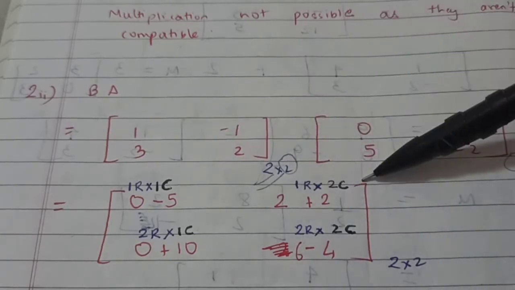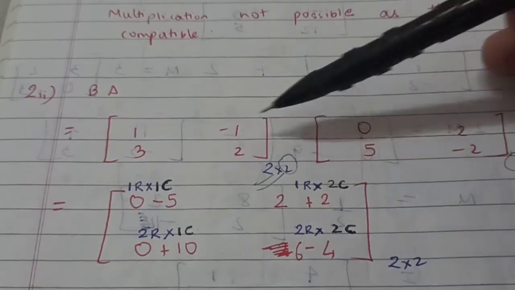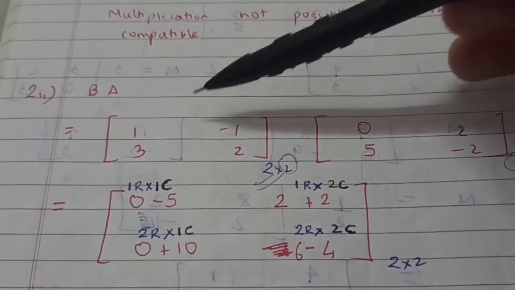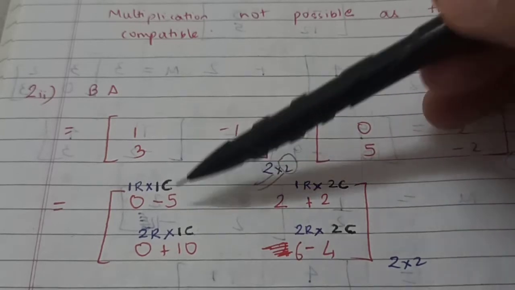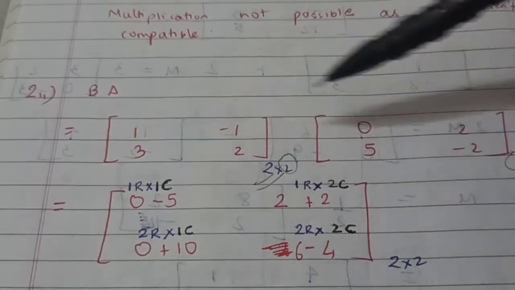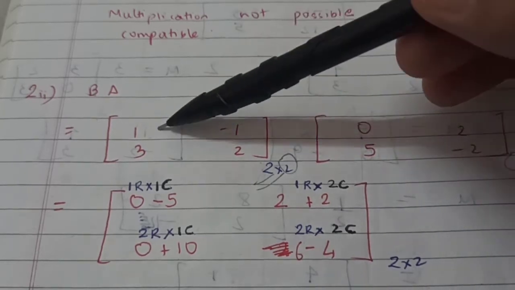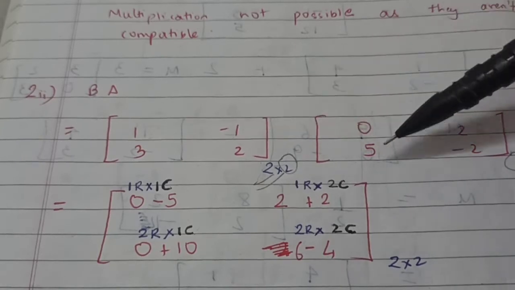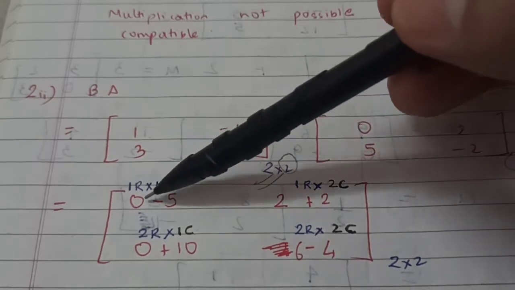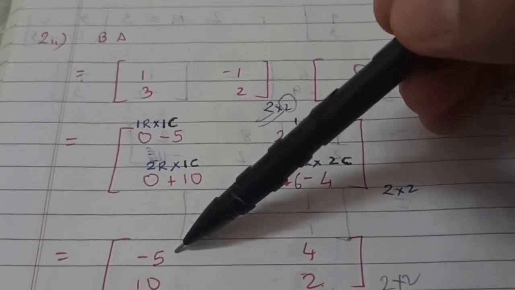So the first element is first row into first column. That is 1 into 0 minus 1 into 5. That is 0 minus 5. Some silly mistakes I've seen is like 1 into 0 and again 1 into 5. No. It's 1 into 0 and minus 1 into 5 and then add them. That is 0 minus 5 is minus 5. So first element is minus 5.